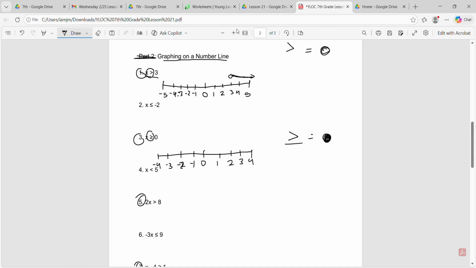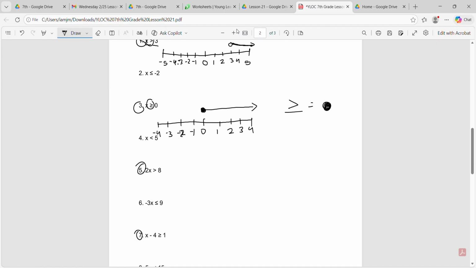Okay, now let's draw our graph on the number line. So put the dot on the 0, greater than, so we go to the right. Nice job.